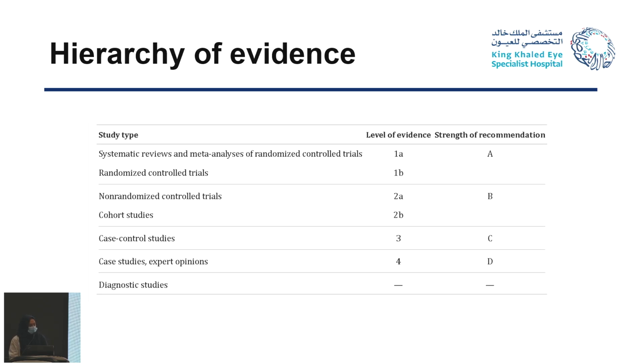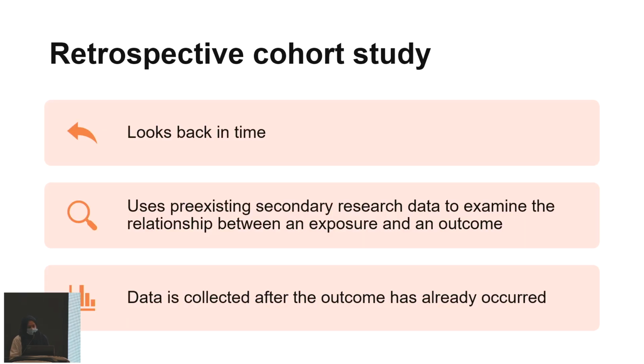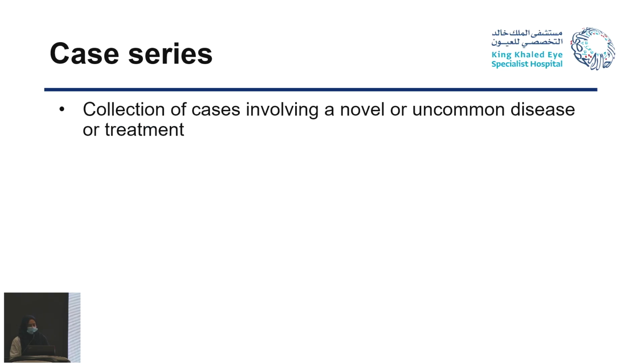We know the level hierarchy of evidence, where the systematic review and meta-analysis lie at the top, and the case studies at the bottom. The retrospective cohort study looks back in time, using pre-existing secondary research data to examine the relationship between exposure and outcome. The data is usually collected after the outcome has already occurred.